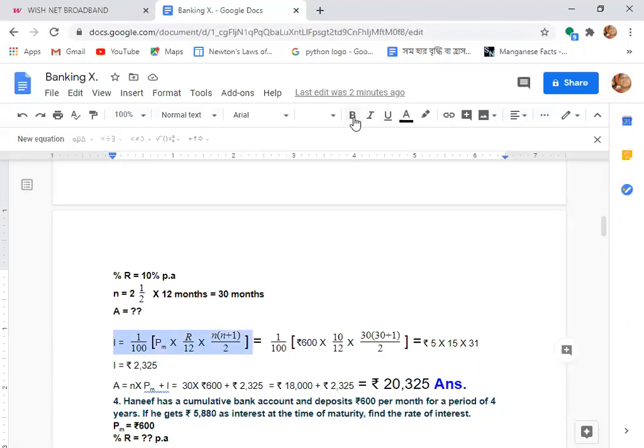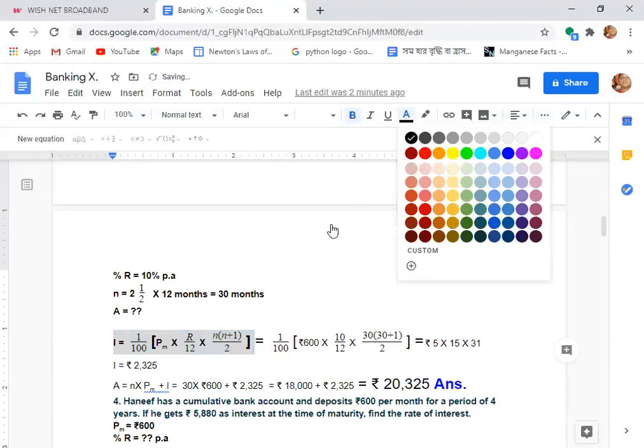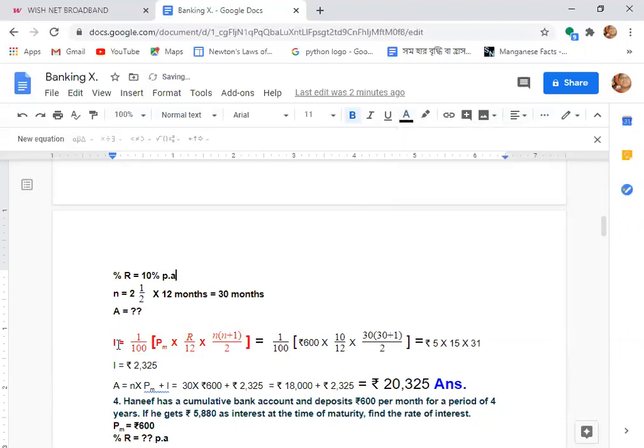This is the formula for I, and it is the same as the simple interest formula, I is equal to PRT by 100. The only difference is that P changes to PM, the per month installment. The rate becomes per month, that's why R by 12, and the time changes to N into (N plus 1) by 2. If you don't know how it comes, you should consult my first video of banking.